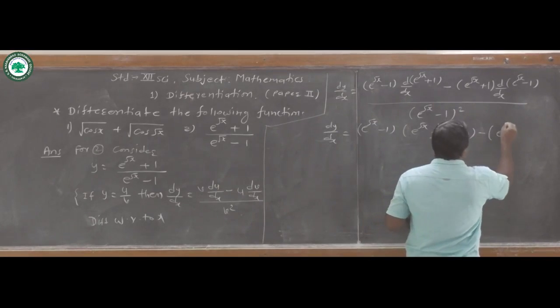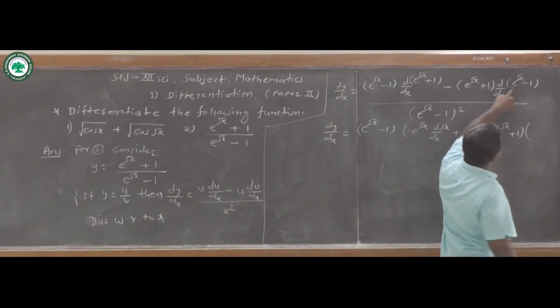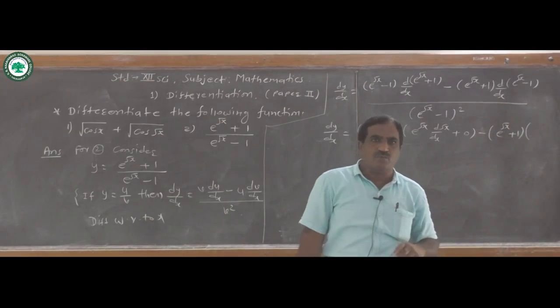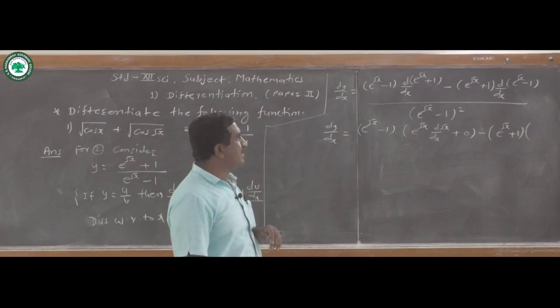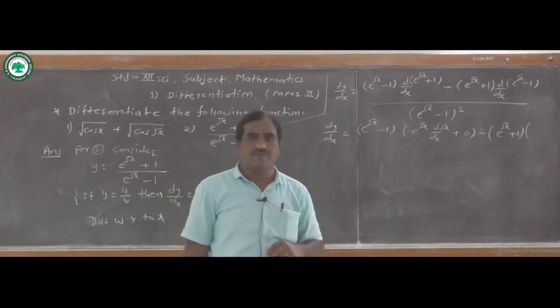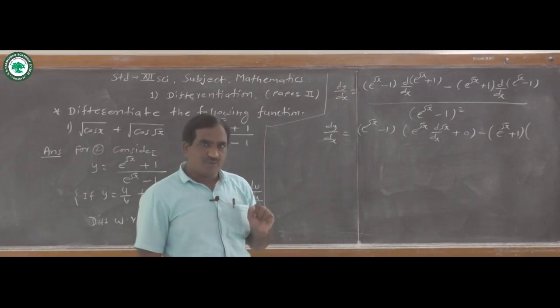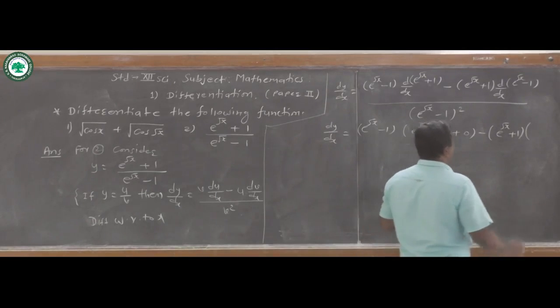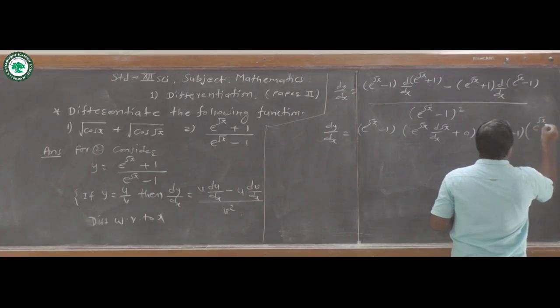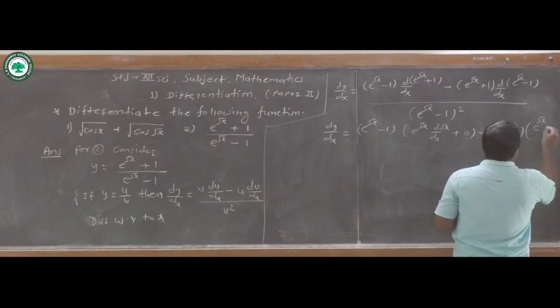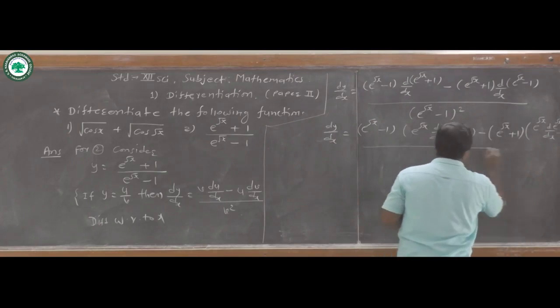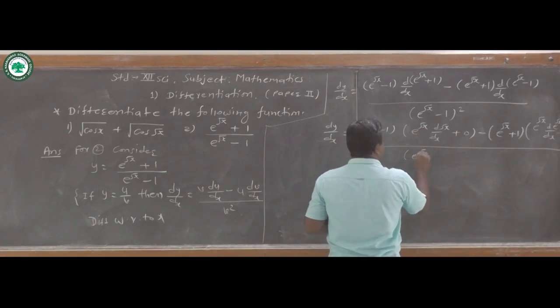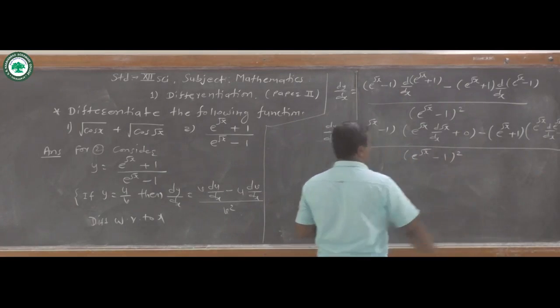Minus, in bracket, e raised to root x plus 1 as it is, into the derivative of this term, e raised to root x. E raised to root x is a composite function again. Suppose root x is f of x, then the derivative of e raised to f of x is e raised to f of x into f dash of x. Using this formula, the derivative of e raised to root x is e raised to root x into d by dx of root x, minus the derivative of 1 which is 0, divided by this term as it is, e raised to root x minus 1 bracket square.